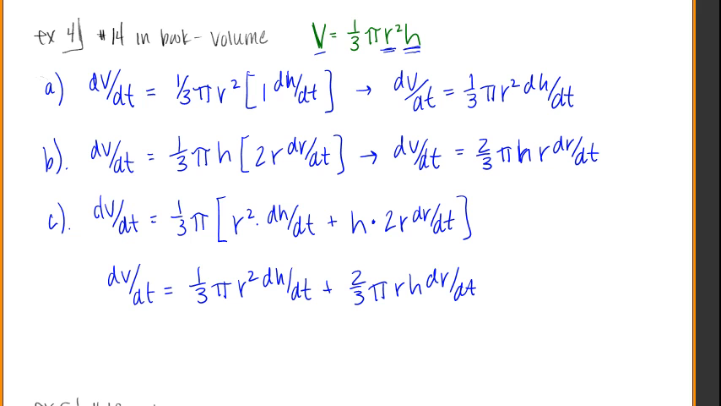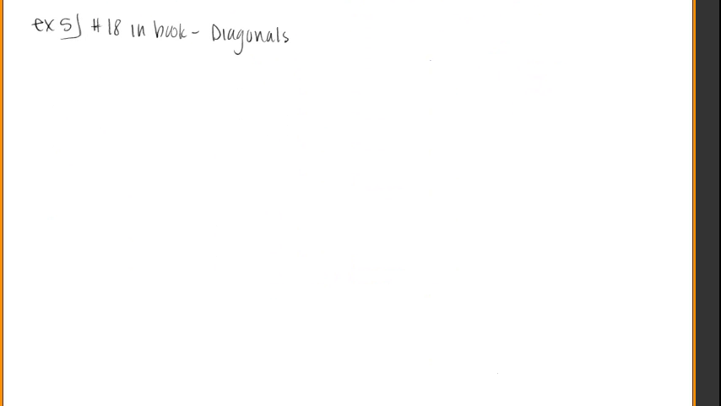Okay, kind of doing the same thing. Let's look at example 5, which is number 18 in the book, talking about diagonals. So again, if y'all wouldn't mind, let's pause it. Let's read number 18, get a good idea of what they might be asking, and then hit play and we'll pick up right here.